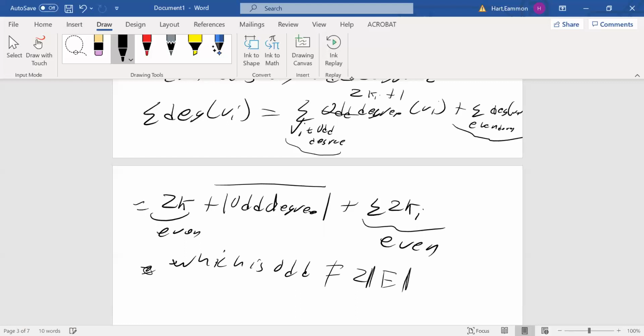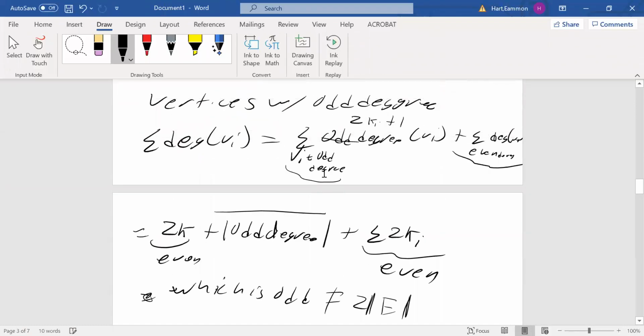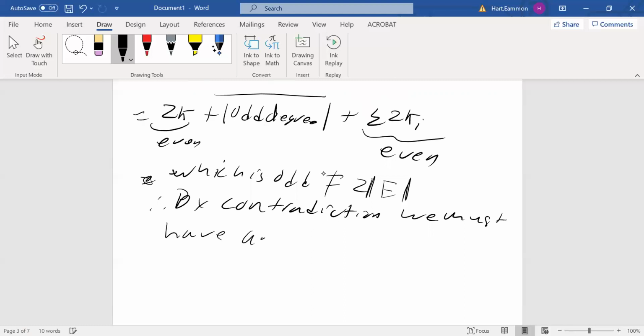So that tells us that we must have an even number of vertices with odd degree. Sorry, I said an odd number at first, but by contradiction, we must have an even number of vertices with odd degree.